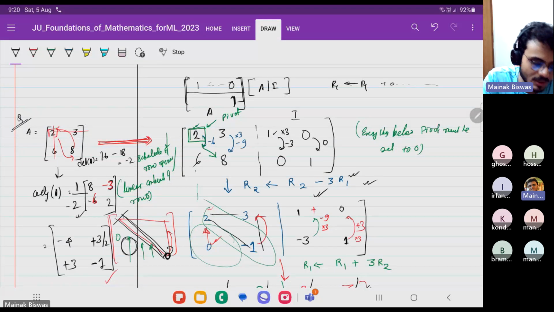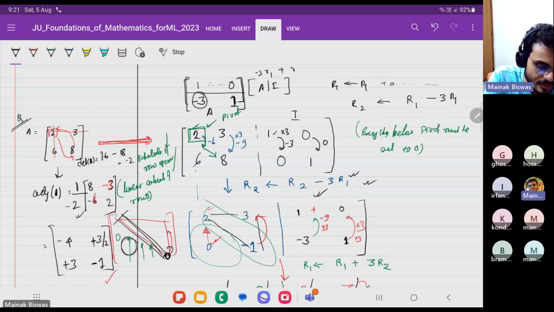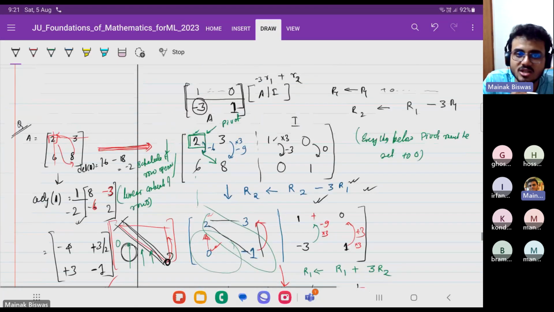So I will be keeping 1, right? Here. So R2 is being converted to R2 minus 3R1, right? So I will be doing a -3 over here, right? So this will be multiplying with the first row, right? And yes or no? Yes. Very good. So this is also called the A equal to LU factorization.